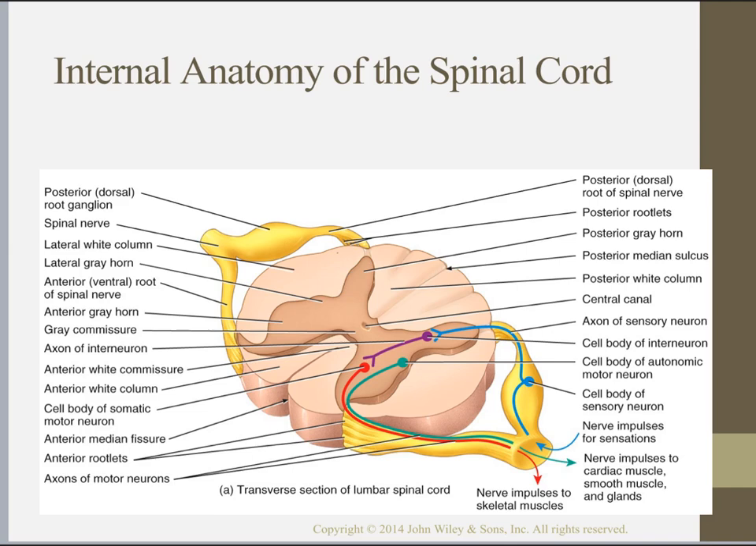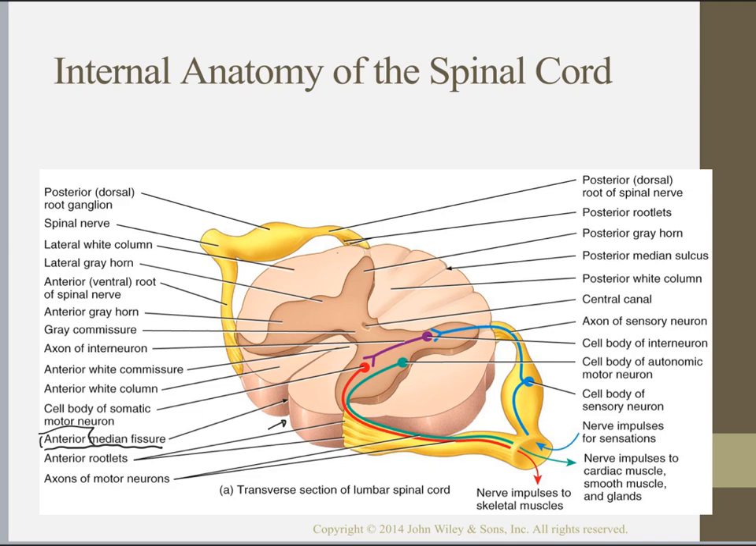Now, the white matter is going to be arranged in columns. So we're going to basically identify the front and back of the spinal cord and then name those columns and subsequently the horns of the gray matter. So we look to this deep slit right here, and it is called the anterior median fissure. Remember, from our bone terminology, we have a deep slit as a fissure. So this is going to be our front because it is anterior.